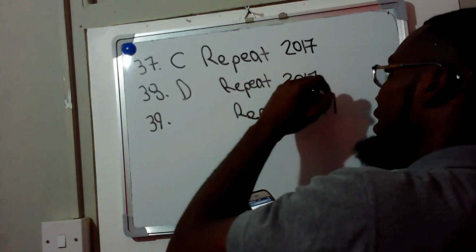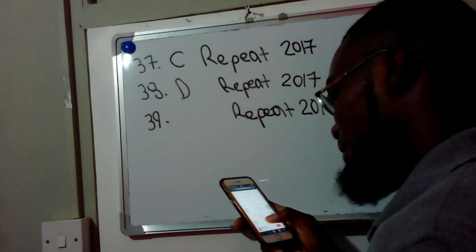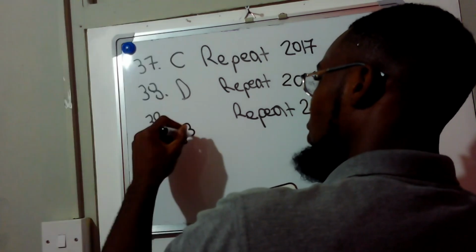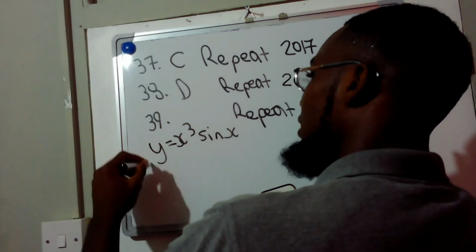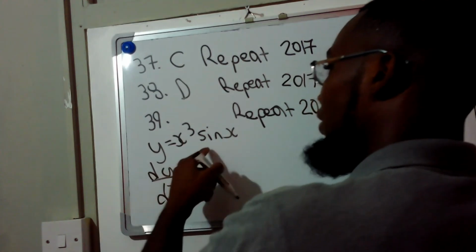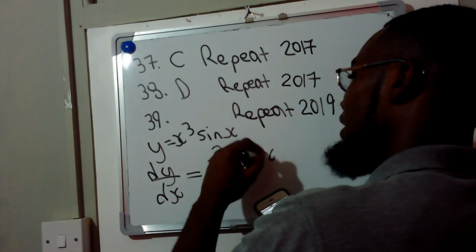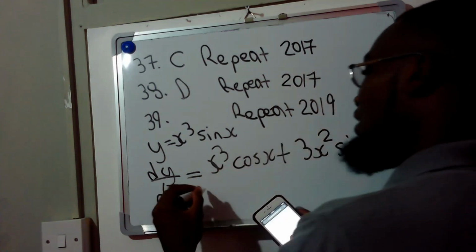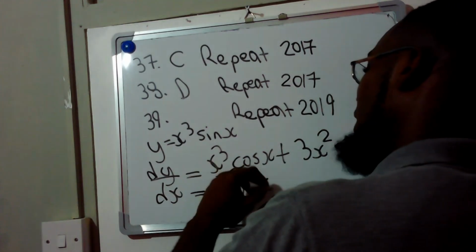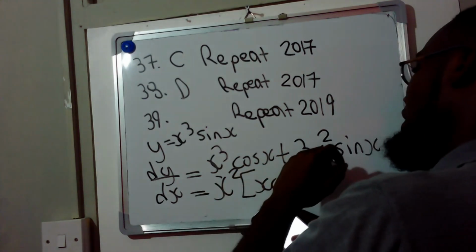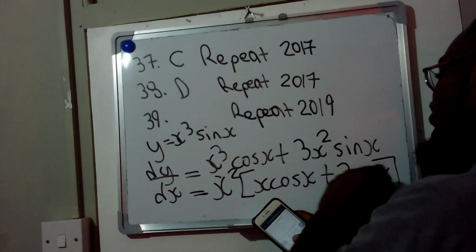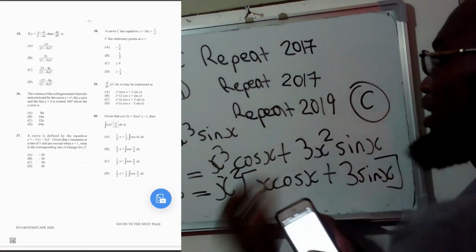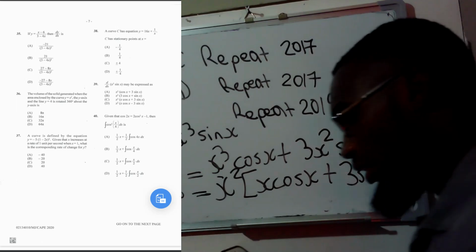This is from 2019, and this was x cubed times sine x. Let's just write it down. y is x cubed sine x, so dy dx is keep the first, x cubed, differentiate the second, cos x, plus keep the second but differentiate the first. Then we factor out x squared. We're left with x cos x plus 3 sine x. That's option C, so number 39 is C. I know it is a repeat, but I could remember it for some crazy reason.